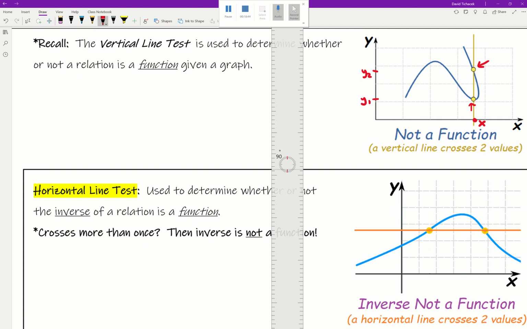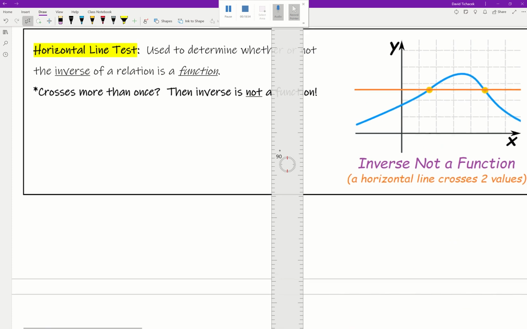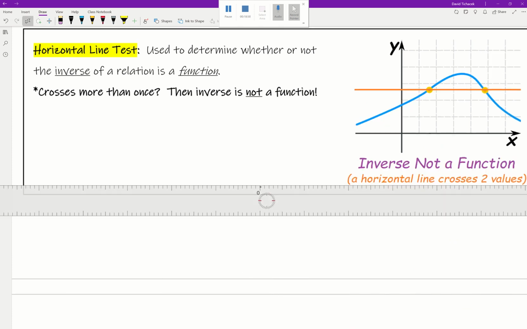Now, the idea here is that we need to go ahead and come up with a way to figure out if a given function has an inverse. And the way that you do that is by doing something very, very similar to the vertical line test. We're going to apply the horizontal line test, okay? And the idea is the exact same. If I were to take this ruler and flip it around so it becomes horizontal, it says the horizontal line test is used to determine whether or not the inverse of a relation is a function. The way you could think about this is, does the inverse exist or does it not?